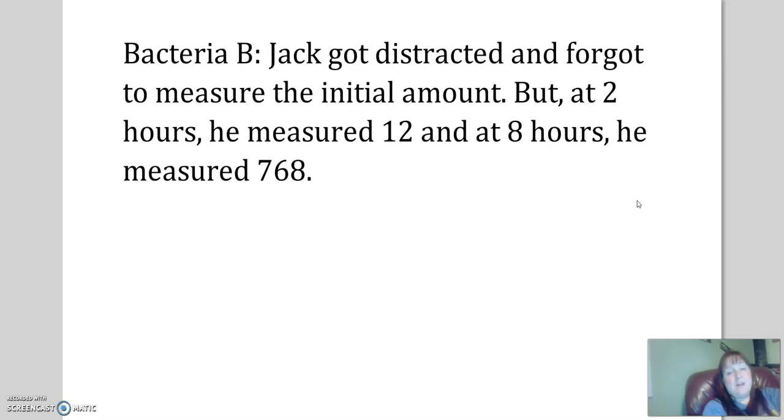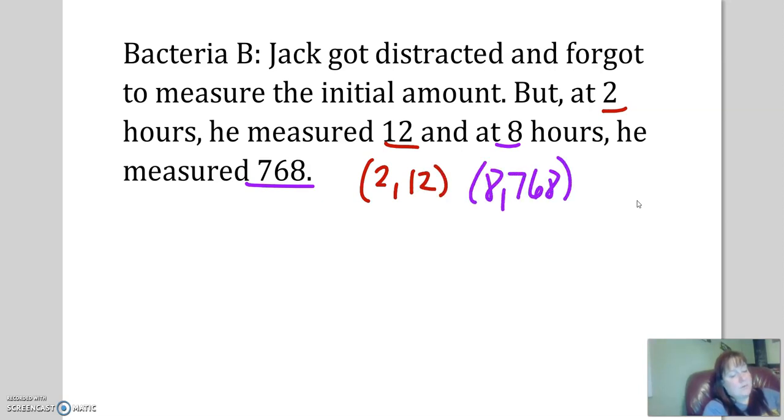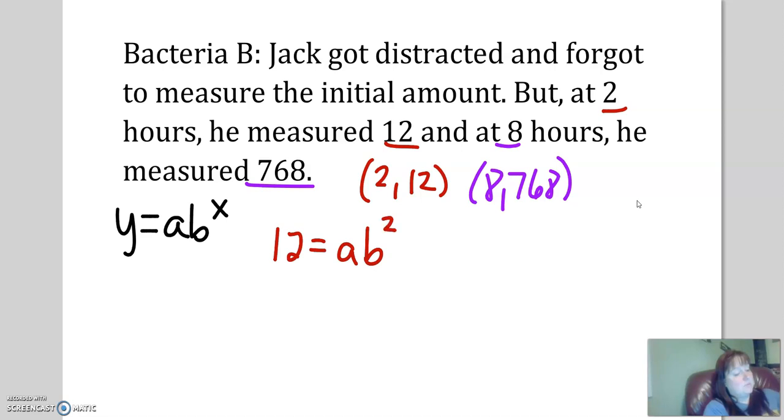So we need to find this function still. So it passes through 2 points, (2, 12) and (8, 768), right? It passes through when x equals 2, y equals 12, and when x equals 8, y equals 768, okay? So we can just go ahead and write an exponential function, y equals a b to the x, and we can put in these 2 points. So first we can put in the point (2, 12). So we have 12 equals a b to the 2, that should be squared. And then 768 equals a b to the 8th.